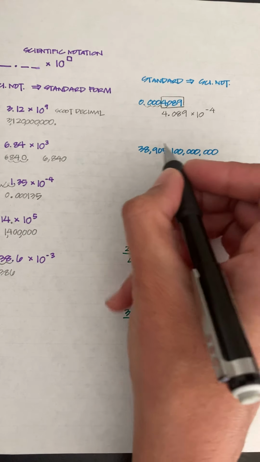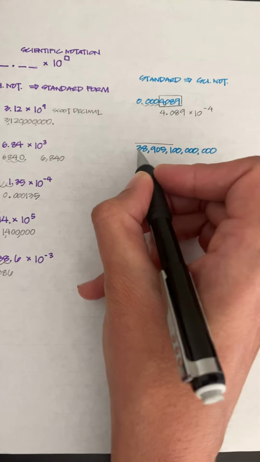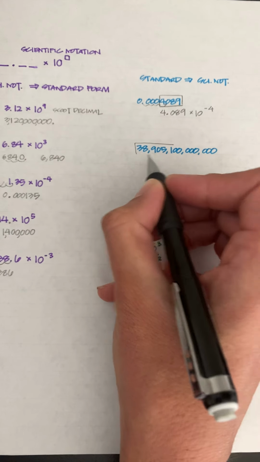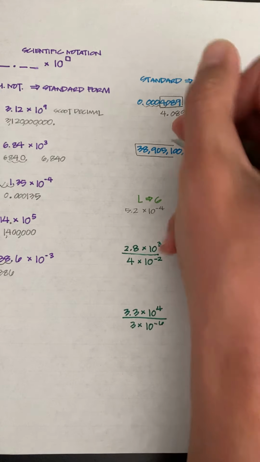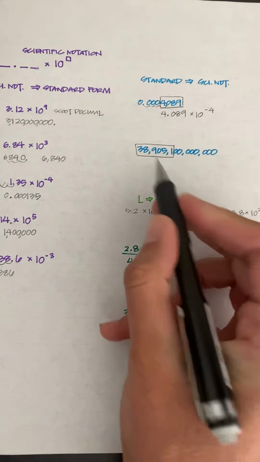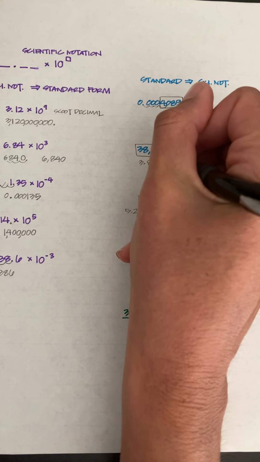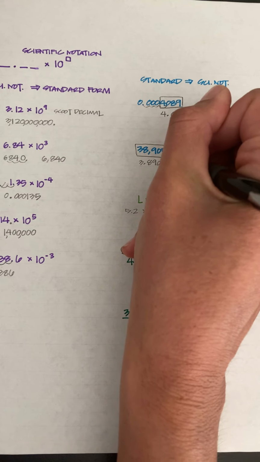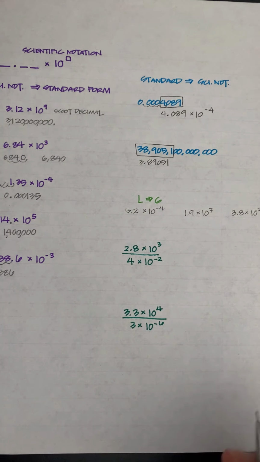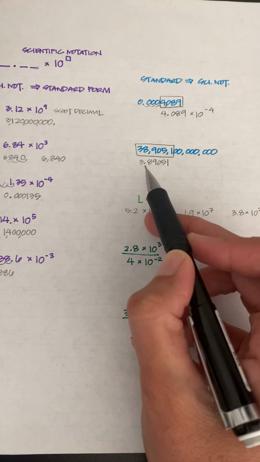This is going to be all the numbers that are not zero. So don't stop at 389. We need all the non-zero numbers in a chunk. So this is kind of long. We're going to do the whole thing. It's 3.89051. Of course, the decimal goes after the very, very first digit.